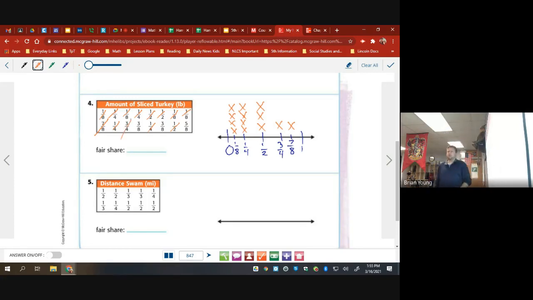Where's 3/8 go? 4/8 is a half. So, we know we're going to be less than that, right? So it's going to be roughly about right in here. So we have 3/8. How many of those do we have? 1, 2. And then 5/8 is going to be roughly about right there, a little bit more than a half. And there's only 1 of those. Wow. All right. So how many total X's do we have?